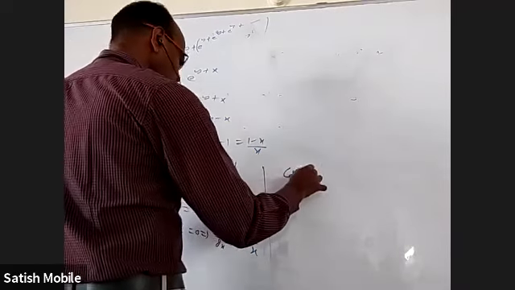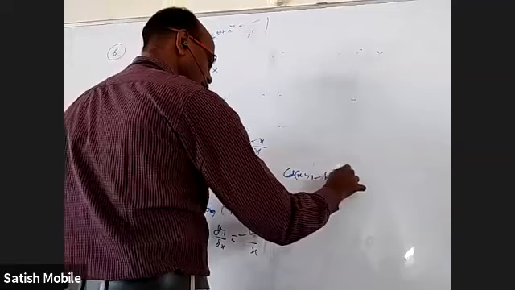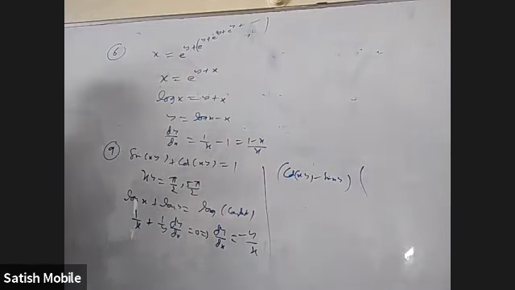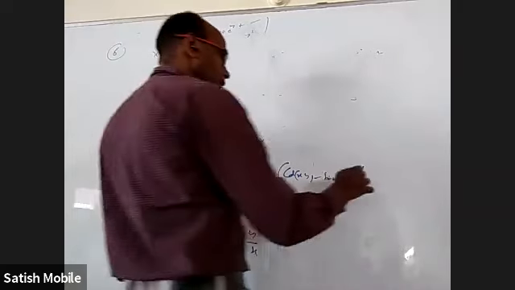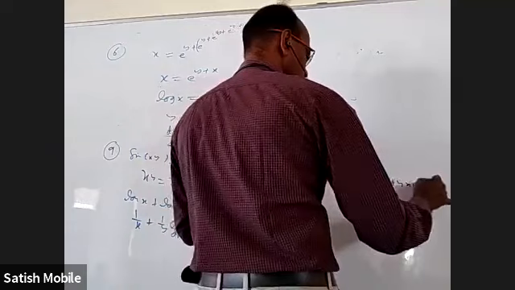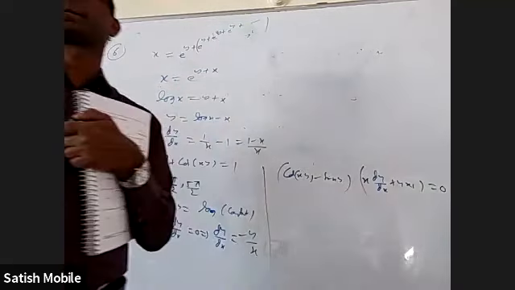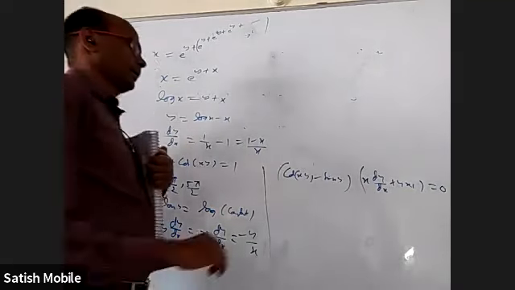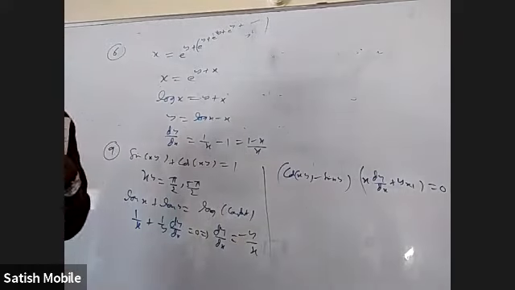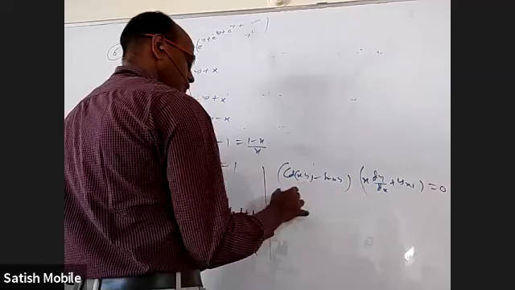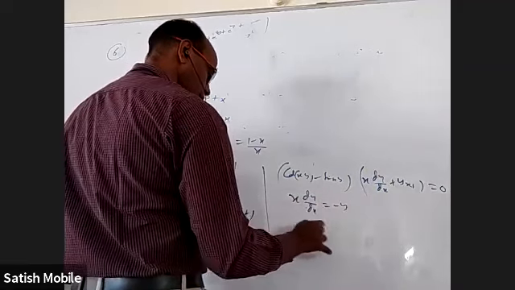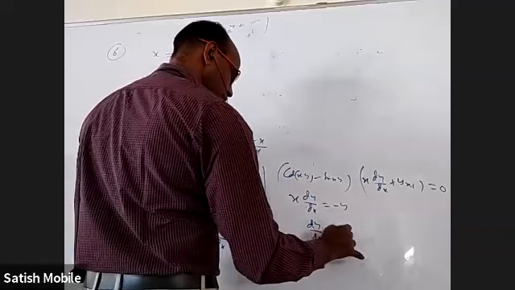You'll get cos xy minus sin xy into, what is the derivative of xy? x into derivative of y is dy by dx, y into derivative of x is 1, equals 0. Okay, now if this is 0, we'll get x dy by dx equal to minus y, and dy by dx is equal to minus y by x.